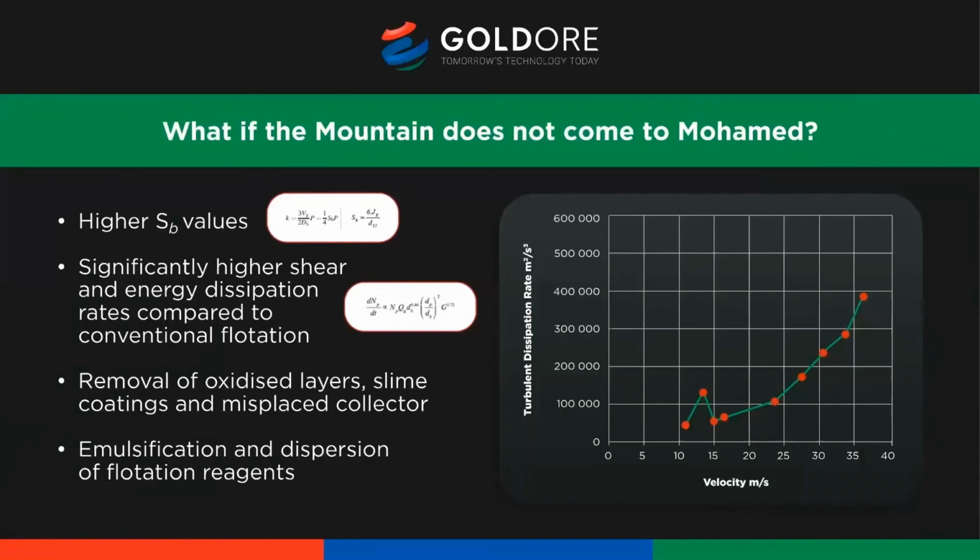But what if the mountain does not come to Muhammad? In other words, what if we are unable to generate pico-bubbles directly on the surfaces of hydrophobic particles in the cavitating venturis of the Mach? Well then, from classical flotation theory, the tiny bubbles generated by the Mach reactor would result in an increase in Sb values, which in turn would lead to faster flotation rates.